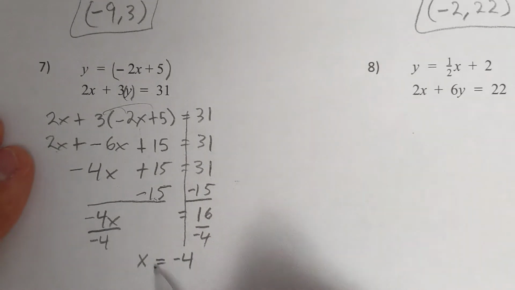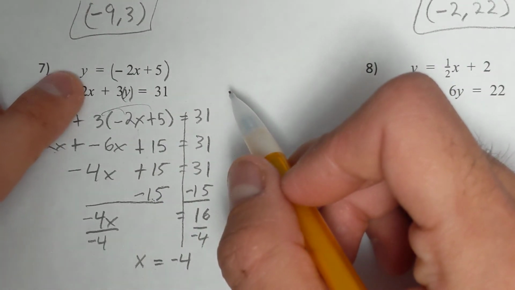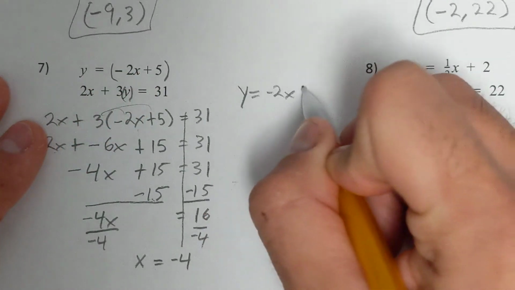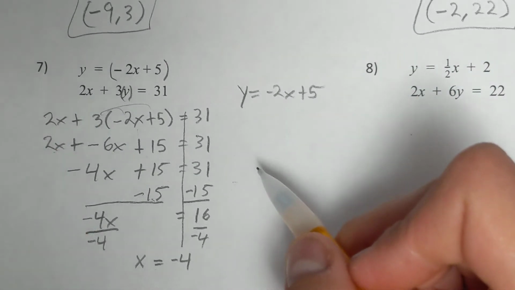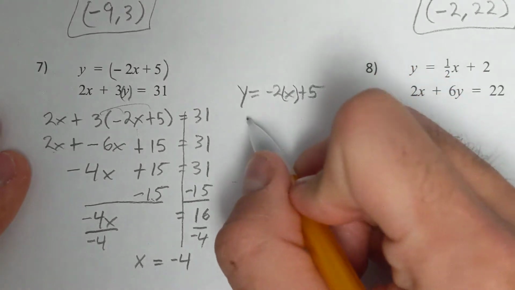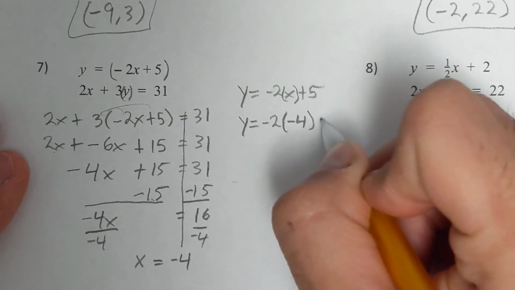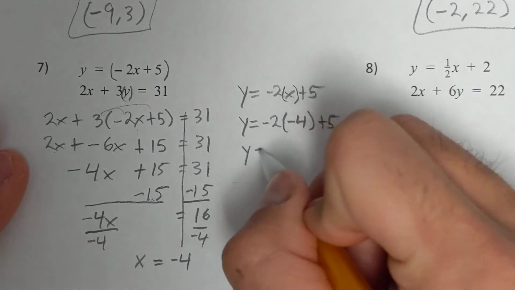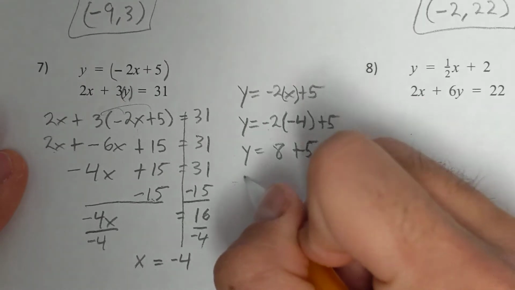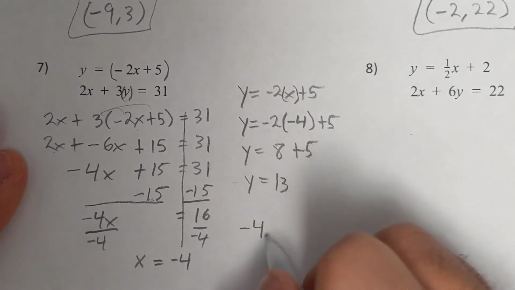Alright, now I know what x is equal to. I need to figure out what y is equal to. So I'm going to use my first equation here: y is equal to negative 2x plus 5. And I'm going to do the same thing. Since I know x is equal to negative 4, I'm going to substitute it out. So I get y is equal to negative 2, substitute it with a negative 4, plus 5. And I get y is equal to negative 2 times negative 4, which is 8, plus 5. So I get y is equal to 13. So my final answer is negative 4 comma 13.